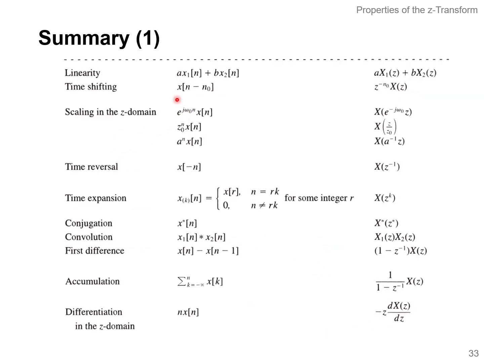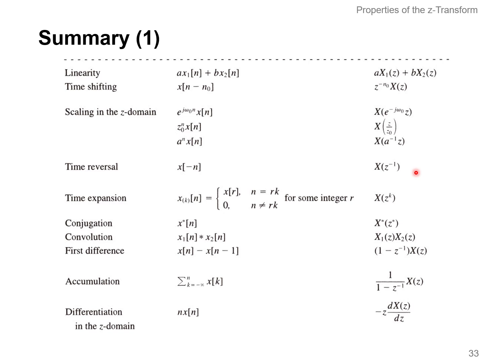This table summarizes the main properties of the z transform. Each row shows how a change in the time domain signal affects the z domain expression. Time shifting in the time domain adds a power of z to the minus 1. This is one of the most useful properties. Time reversal replaces z with 1 over z and inverts the ROC.